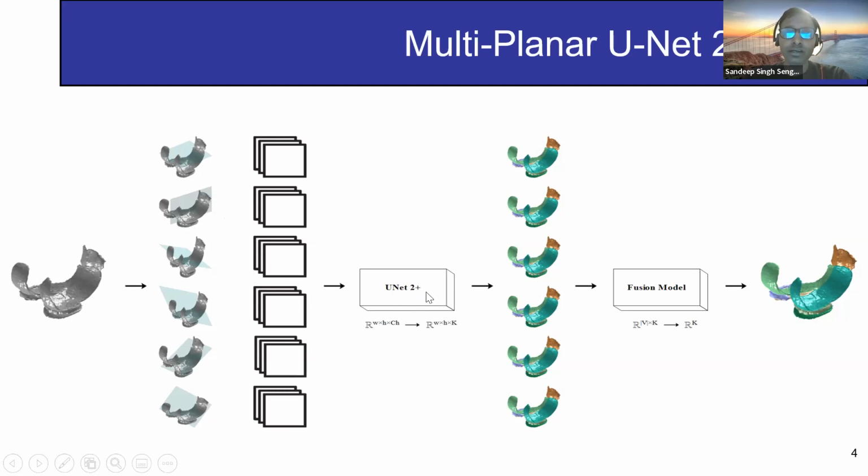After applying UNet 2+, we got this segmented output corresponding to each extracted 2D slice. This is the OAI data set. In this OAI data set, there are 7 different classes. In the segmented output, you can see 7 different colors, and each color represents a particular class. In such a way, we find 6 different segmented outputs corresponding to each 2D slice.